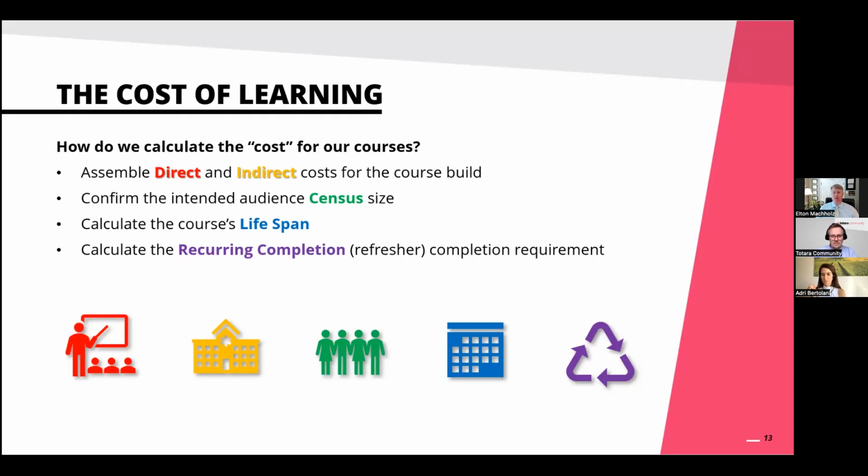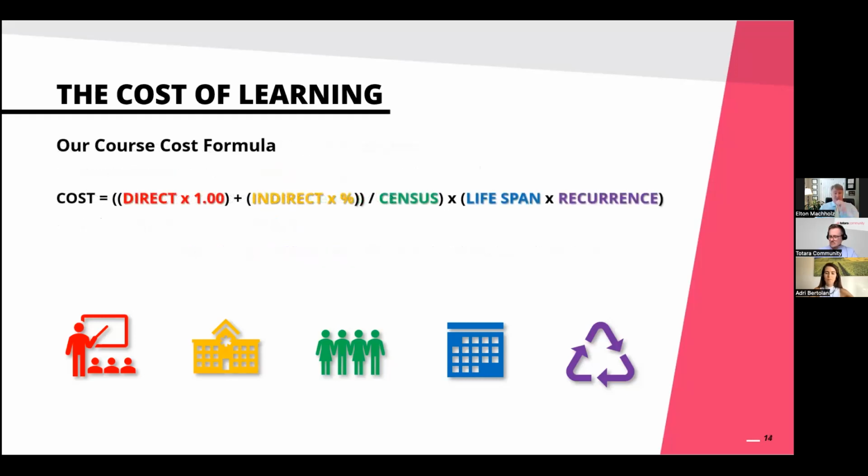So if we take all of those pieces, the direct and indirect costs, the census or the audience size, the course's lifespan, and the number of recurrences that I can use it in, I'm going to get the following formula. So cost, in this case, we do the direct cost at 100% or 1.0 the value.